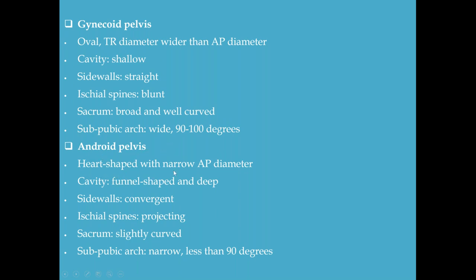It is heart-shaped with narrow anteroposterior diameters, and the cavity is funnel-shaped and deep, and the sidewall is convergent, the ischial spine is projecting, the sacrum is slightly curved, and the suprapubic arch is narrow and less than 90 degrees.